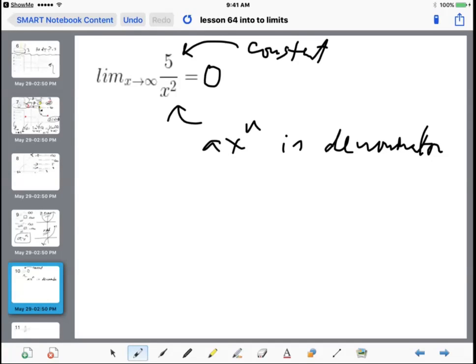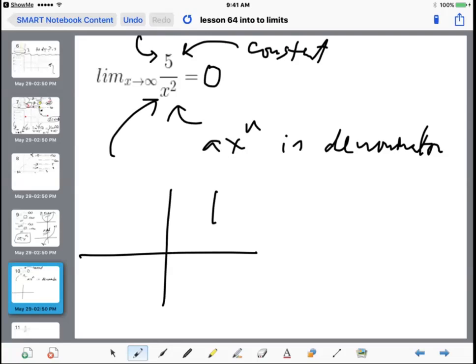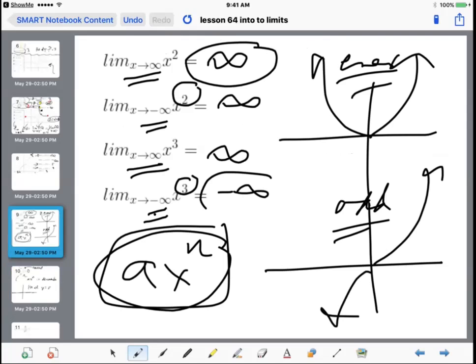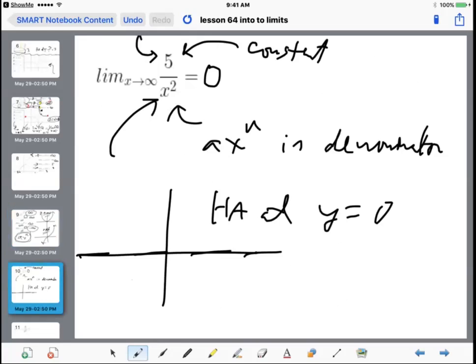And you might remember from the rational functions graph that when the degree of the denominator was bigger than the degree of the numerator, there was a horizontal asymptote at y equals 0. So those two concepts are related to each other. But what we have right now is that if you have ax to the n, you're going to get infinity or maybe negative infinity. Whereas if you have a constant over ax to the n power, that's going to go to 0 as x goes to infinity.